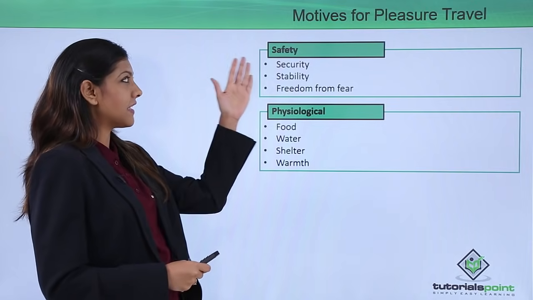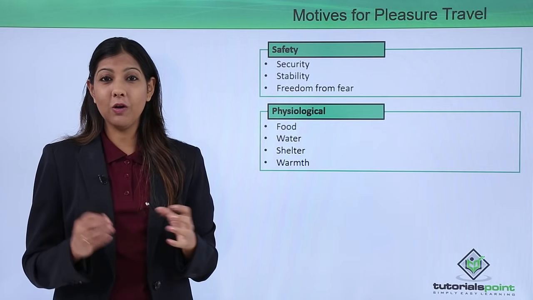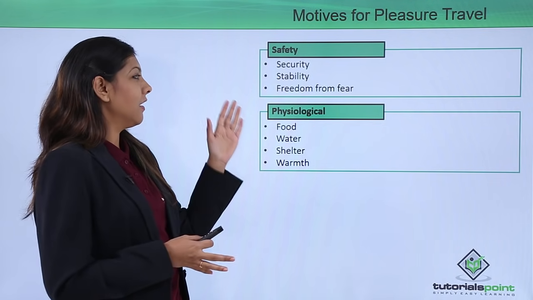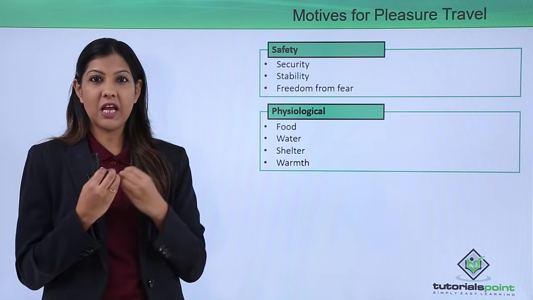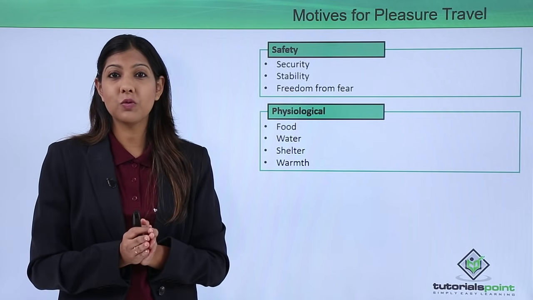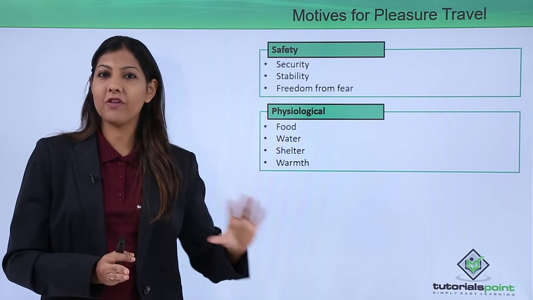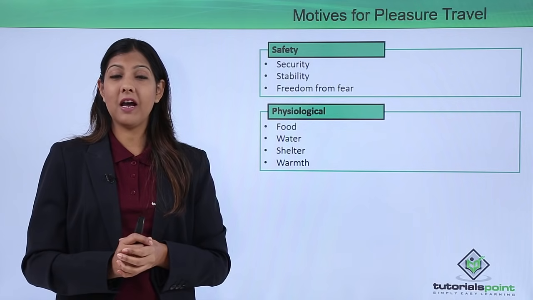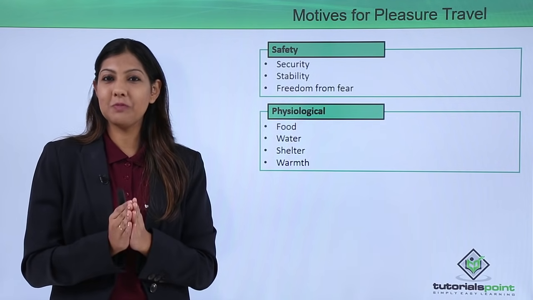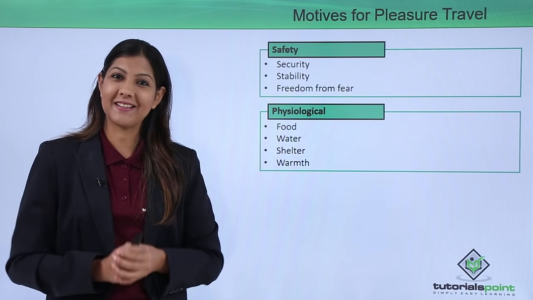Some other reasons are safety, security, stability, and freedom from fear. So we all want to be safe when we are traveling to any particular destination. Physiological needs, or rather something which helps us, are food, water, shelter and warmth. We definitely want to go to a place where our basic needs are taken care of, like food, shelter and warmth. So these are certain motives why people go for pleasure travel with their family, friends, etc.